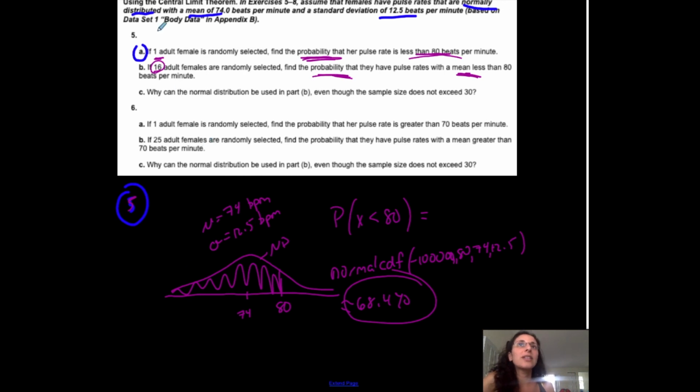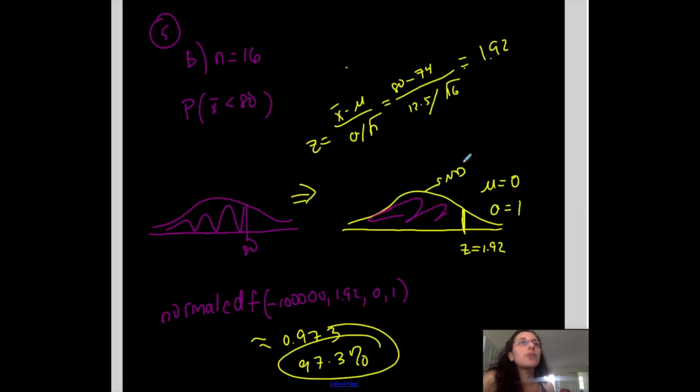But now that I'm selecting more than 1, I have to go through this extra step where I standardize my situation using a slight change to that z-score formula that we're used to, and then deal with that to find the corresponding area.